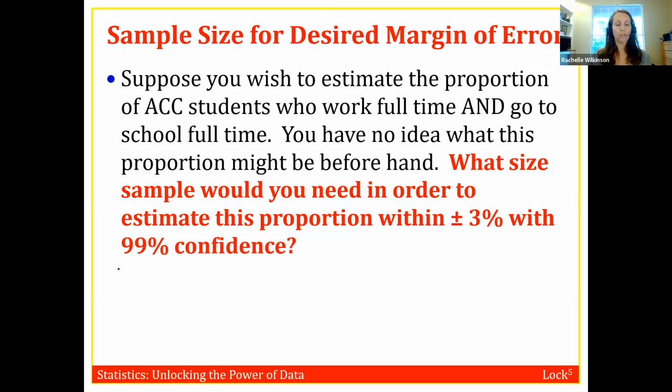So again, I like to figure out all my variables first. I need to know Z star. I need to know my level of confidence. I need to know what I want my margin of error to be. And I need to know my P tilde. So looking at my problem here, it says 99% confident. So what Z star goes with 99% confident?